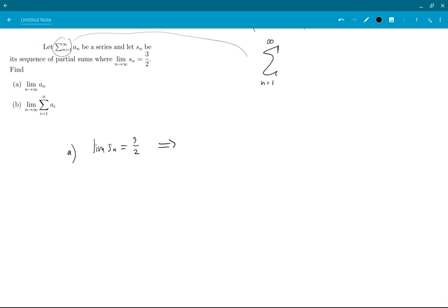So what does this tell me? It tells me that Sn is convergent, and therefore summation An is convergent. By definition of a convergent series. Okay, so what's next? How about red?